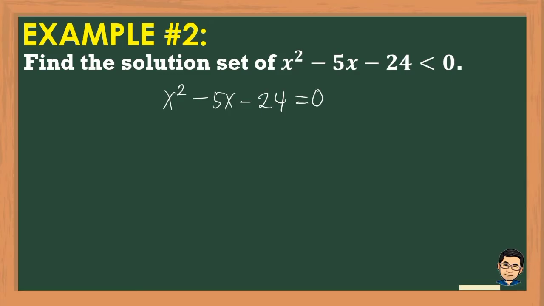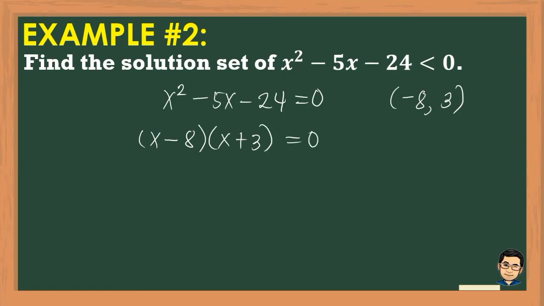So, what are the factors of -24 that when added will give a sum of -5? So, yung mga factors po ng -24 na magbibigay ng -5 are -8 and 3. So, we write them as x minus 8 times x plus 3 equals 0. And then we equate each term to 0. So, x minus 8 is equal to 0. So, we add 8 to both sides. So, x equals 8. And then we subtract 3 from both sides.